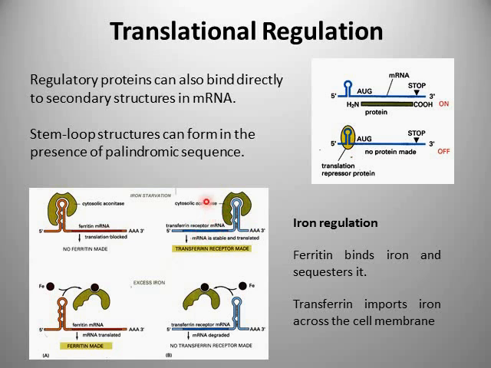In contrast, the binding of this protein to the 3' untranslated region stem loop stabilizes the transferrin receptor mRNA and ensures that lots of transferrin receptor protein is made so that iron can be freed up.